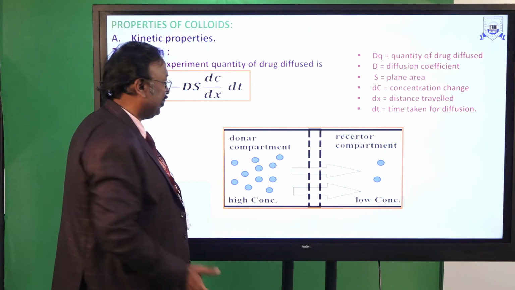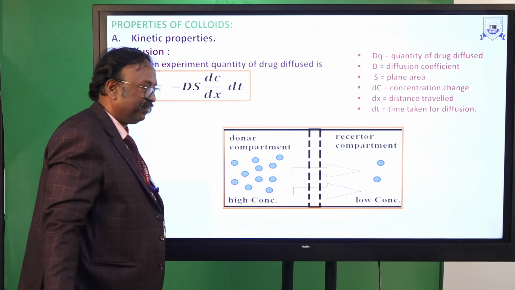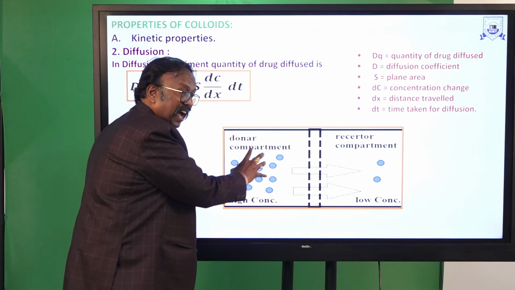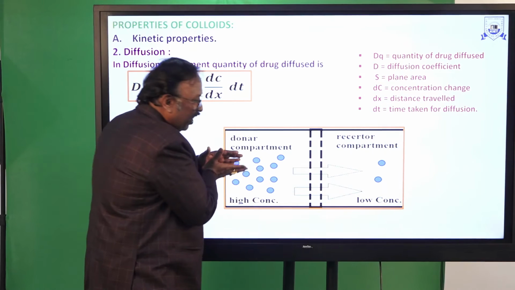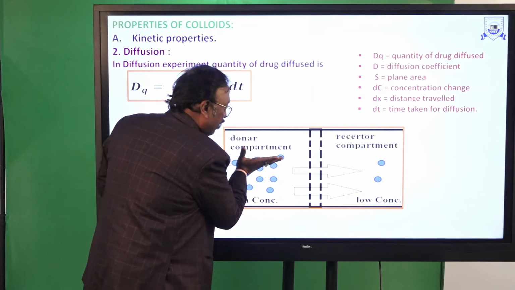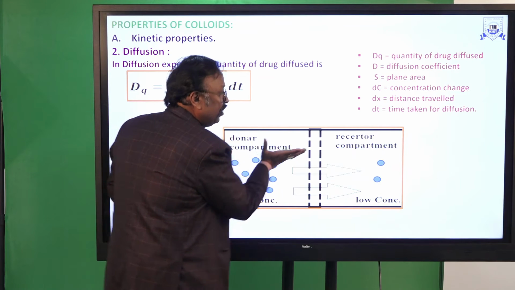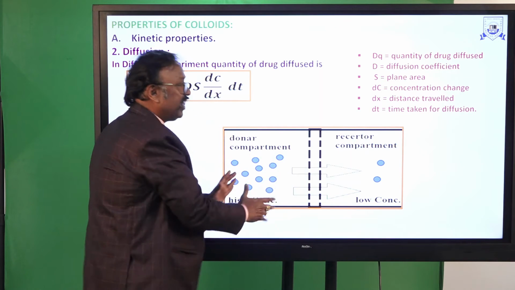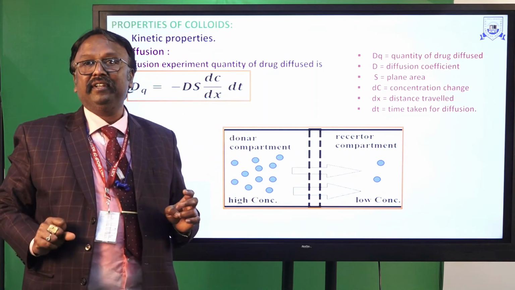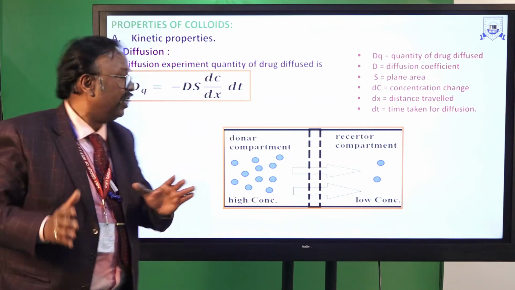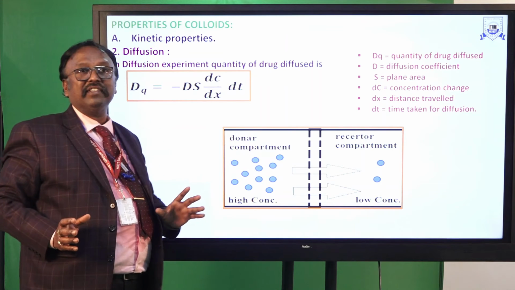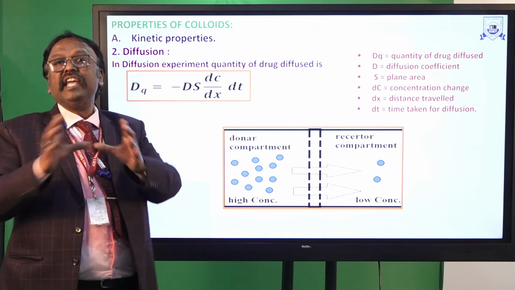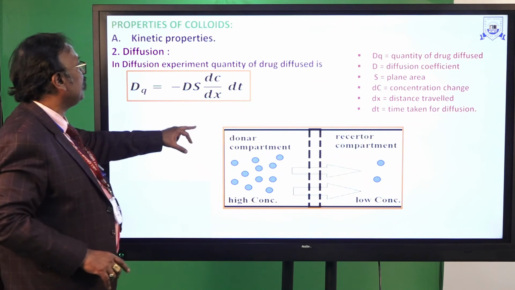How does the diffusion take place? This is a semi-permeable membrane, and here is the donor compartment, where the concentration is very high. Particles always diffuse through this membrane from the donor compartment, the high concentration region, to the region of lower concentration, until movement takes place on both sides and equilibrium is established. That is the diffusion property.